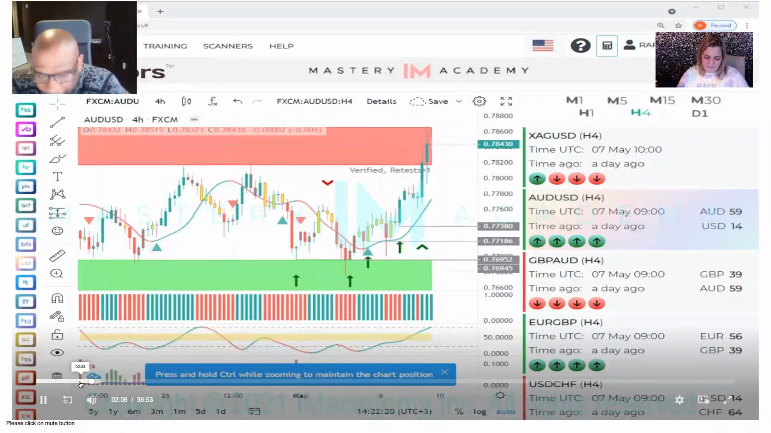It's not binary, it's not Forex, it's support and resistance. It's the basics. And when you master the basics, it doesn't matter if it's stocks, metals, oil, currency, crypto, or indices. If you learn the basics, it doesn't matter where you go and trade.